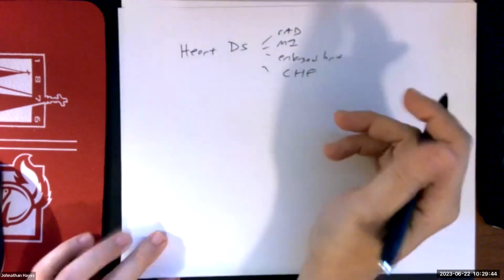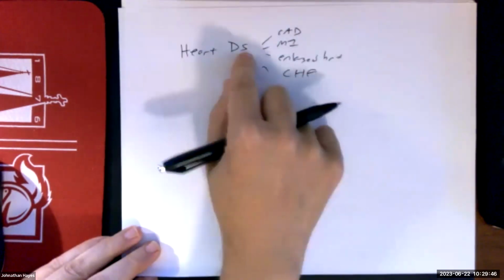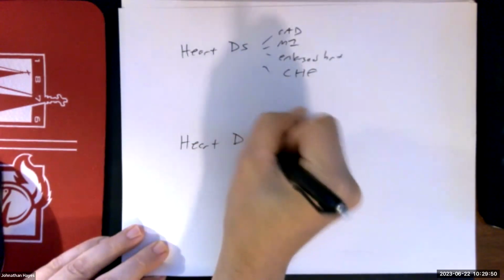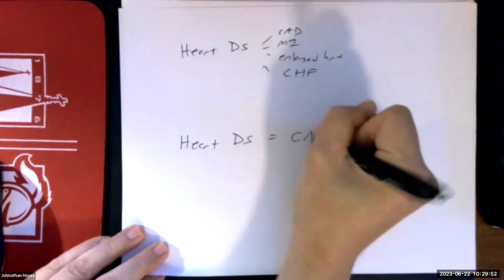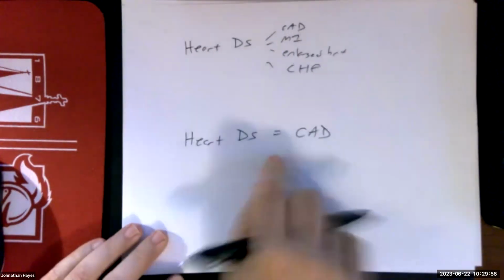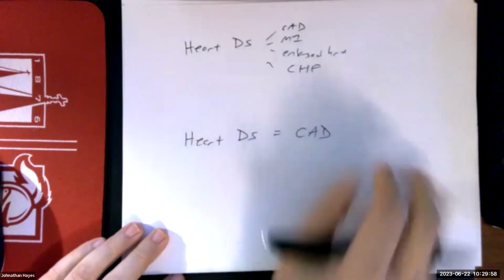But again, most of the time, when you talk about heart disease, what that typically implies is coronary artery disease. That's what it usually means, which can predispose you to all the rest of these, right?